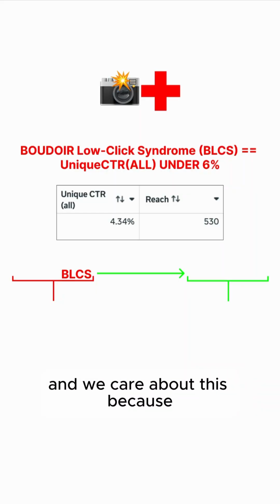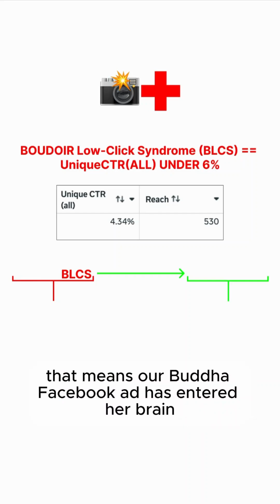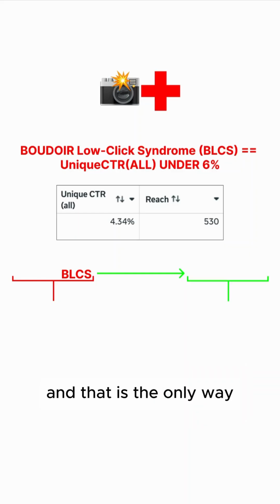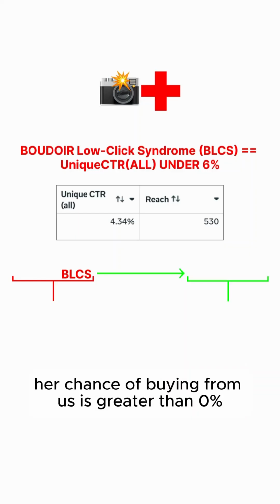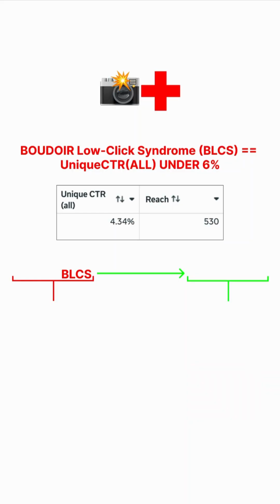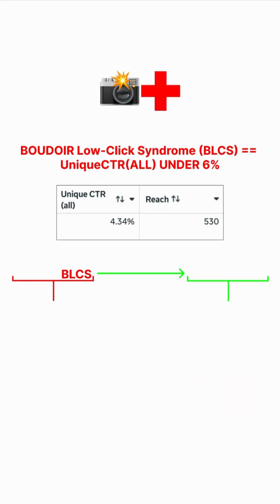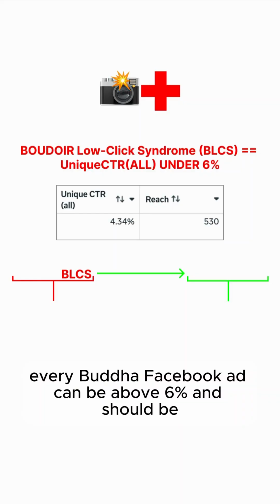And we care about this because if a woman's clicking on our Boudoir Facebook ad, that means our Boudoir Facebook ad has entered her brain. And that is the only way our chance of buying from us is greater than 0%. So we got to get this number up as high as possible, but 6% is the minimum. Anything under 6%, we got a big problem. Every Boudoir Facebook ad can be above 6% and should be.